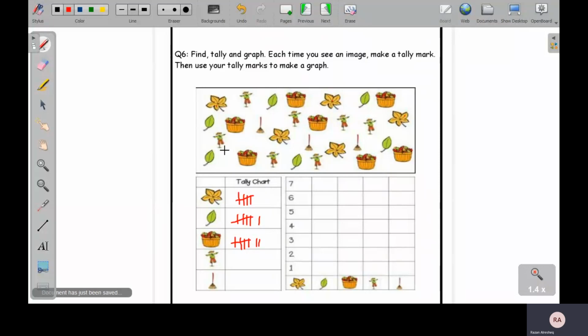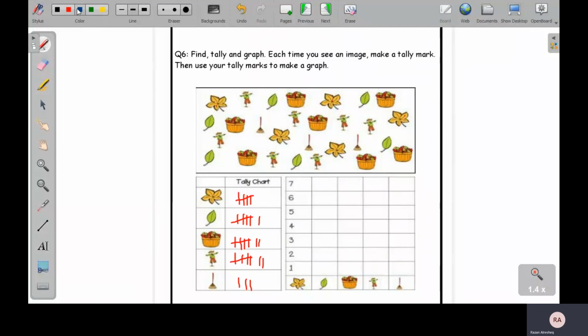Now, here's scarecrows. Let's see how many I have. I have 1, 2, 3, 4, 5, 6, 7. I also have 7 scarecrows. So here I do my group of 5, and I add 2 more. And let's see how many broomsticks I have. I have 1, 2, and 3. So here they don't make a group of 5. We only do 3 individual ones.